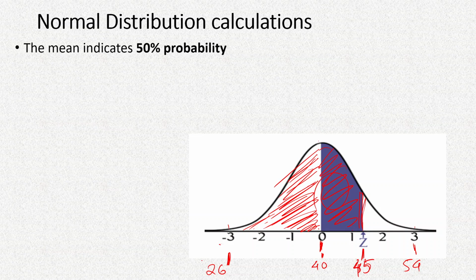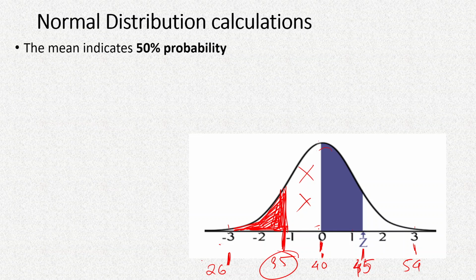Then if somebody asks what is the probability that it will be completed within 35 days, which will be somewhere around here, then from 50% we'll have to subtract this portion, and we only are left with this much area, which will be suppose 12% or 15% or something. So that will give us the probability of completion within 35 days.